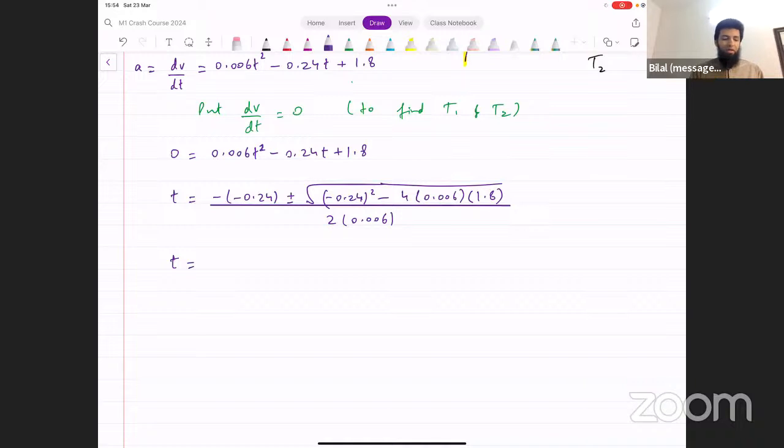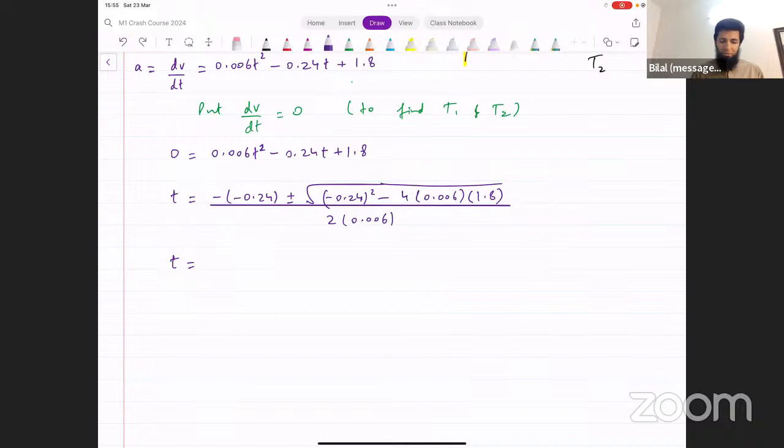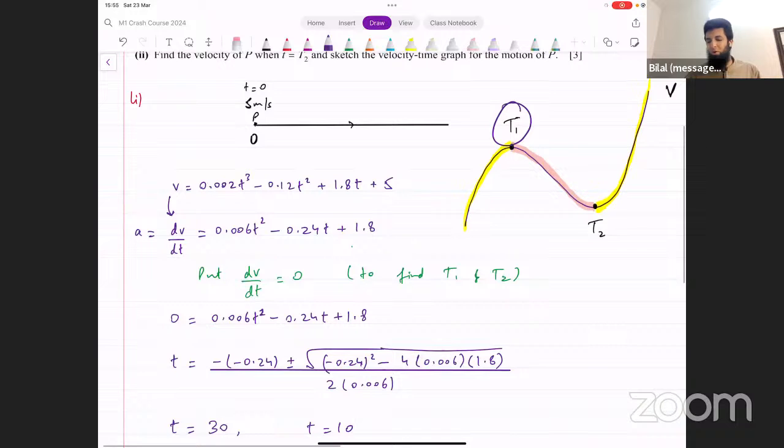I'm going to put this whole thing in my calculator directly in the equation function. Now, this step is important. Then you can write down the answers. So it's a polynomial equation, degree 2: 0.006, minus 0.24 and 1.8. One value that I'm getting is 30, and the other value that I'm getting from my calculator is 10. All right. Now, T1 is supposed to be the smaller value. T2 is going to be the bigger value.